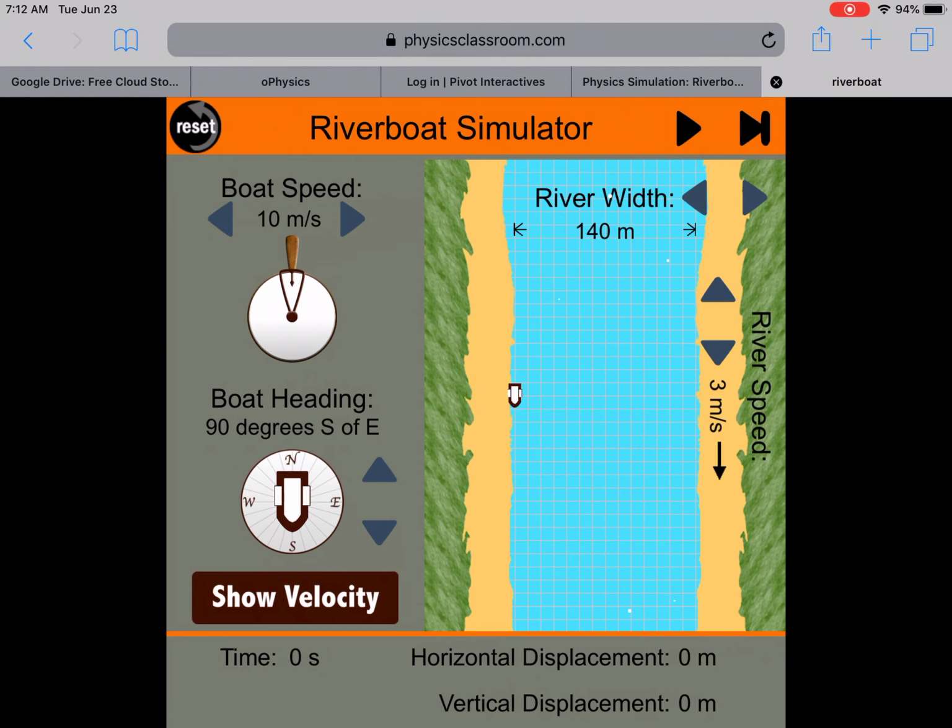Here's some quick help on the simulation for the riverboat. Think about the moving walkway. So you can see the first setup. The boat is actually going to be traveling in the same direction as the water's current. So it's kind of like walking in the same direction on the moving walkway.